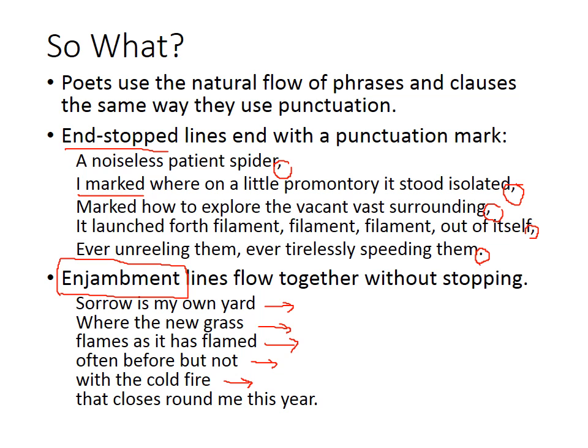So, "Sorrow is my own yard where the new grass flames as it has flamed often before, but not with the cold fire that closes round me this year." It's meant to just kind of fold in on itself. And in this case, sorrow is happening in this person's own yard. The rapid-fire way that we're presented information, so new grass, flames, cold fire, the speed that's built here and the pace kind of helps us to understand the meaning of the poem.